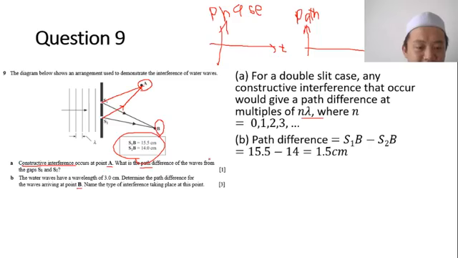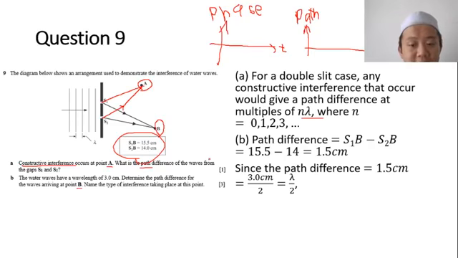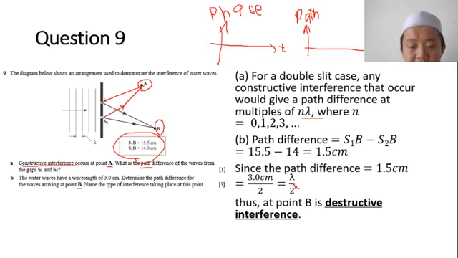centimeters. Then the type of interference taking place at this point. So how do you prove it is destructive interference? You prove it by showing that since the path difference is 1.5 centimeters, it is half the original wavelength. So it's lambda over 2. Ignore this one. So thus at point B is destructive interference. Moving on.